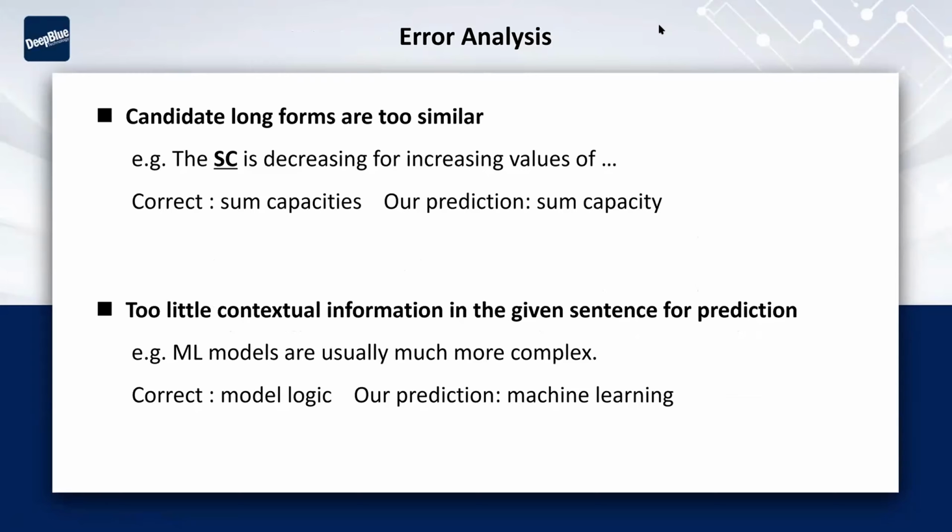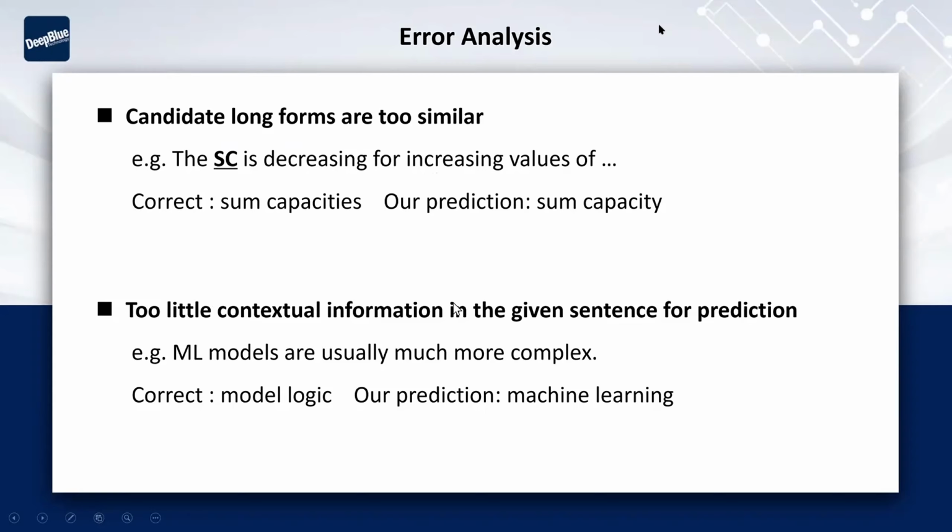From these examples, we find that there are two main cases where the model gives the wrong prediction. The first one is that the candidate expansions are too similar, even having the same meanings, just in different forms. For example, in the sentence, "the SC is decreasing for increasing values of", the correct expansion for SC here is "some capacities", while our prediction is "some capacity", which has the same meaning as the correct one but in the singular form.